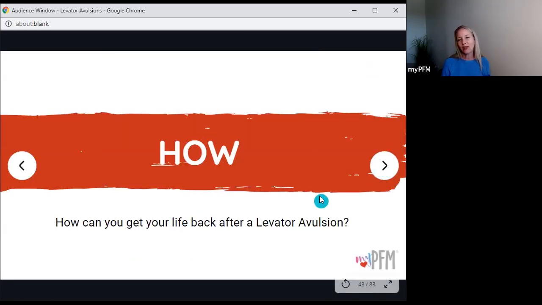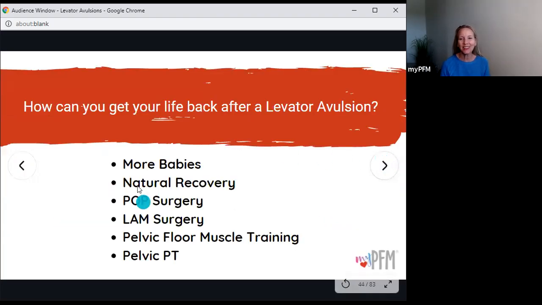Now, how can you get your life back after a levator avulsion? We've talked a lot about the mechanics of the avulsions and all of that. Let's talk about the living. Okay, so we're going to go over several categories here: more babies, natural recovery, pelvic organ prolapse surgery, levator ani muscle surgery, pelvic floor muscle training, and then pelvic physical therapy.